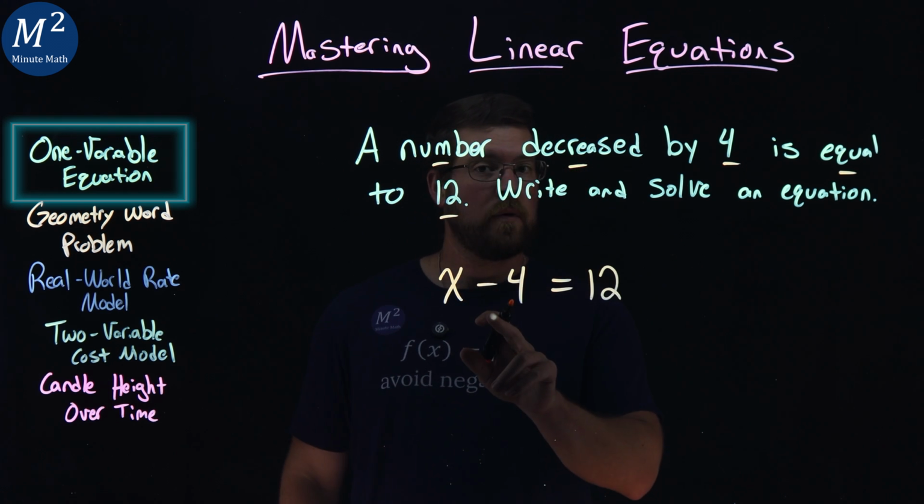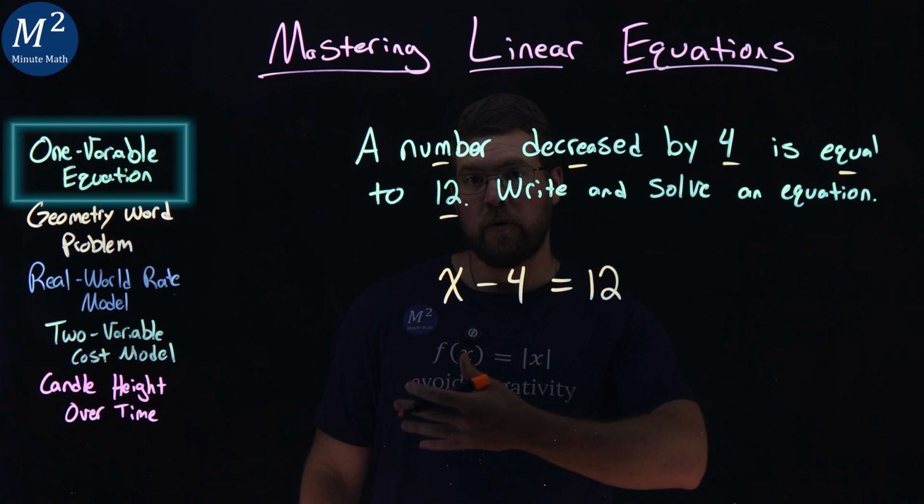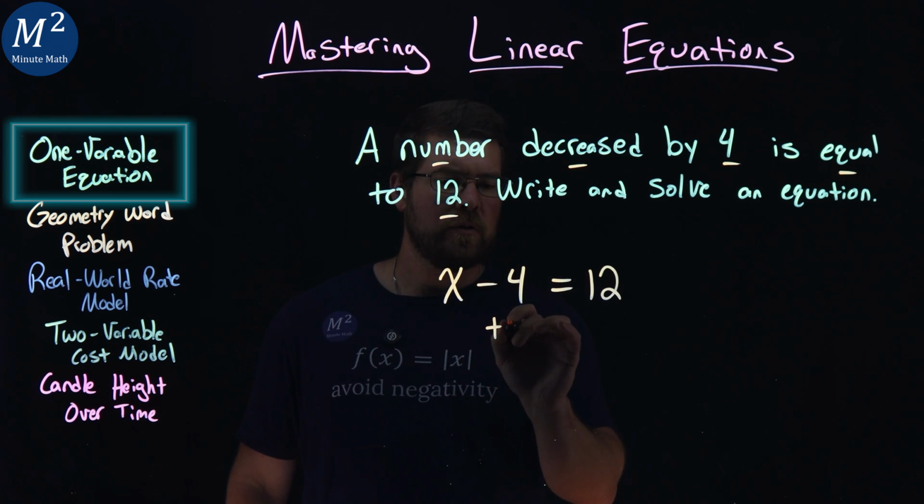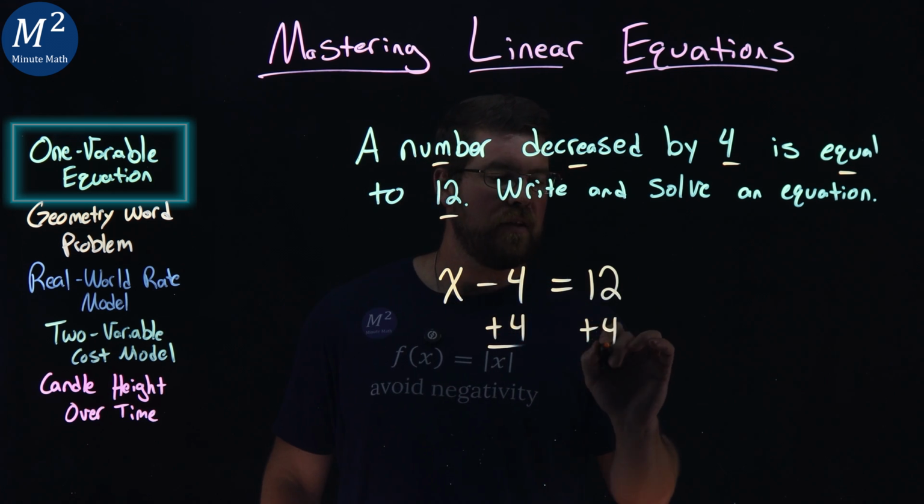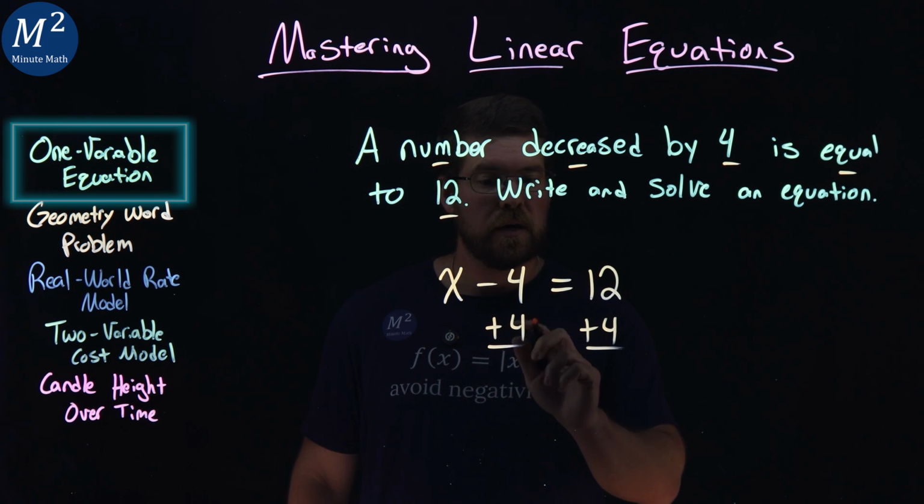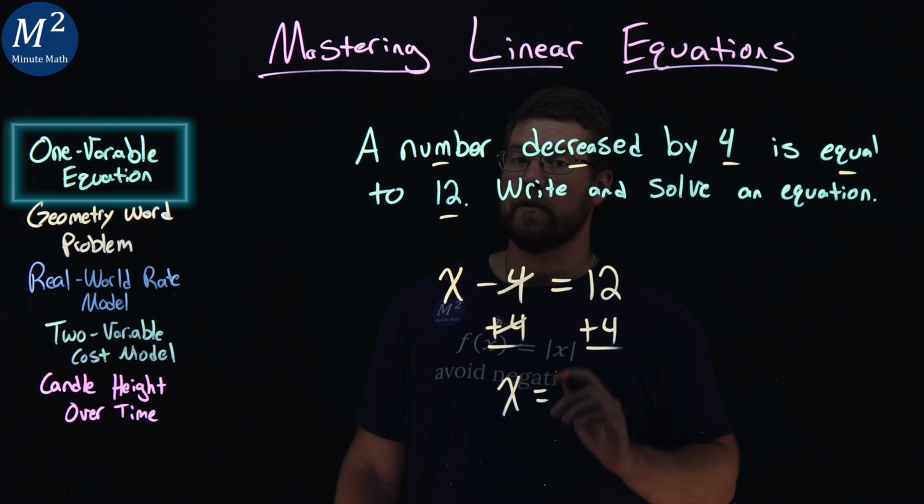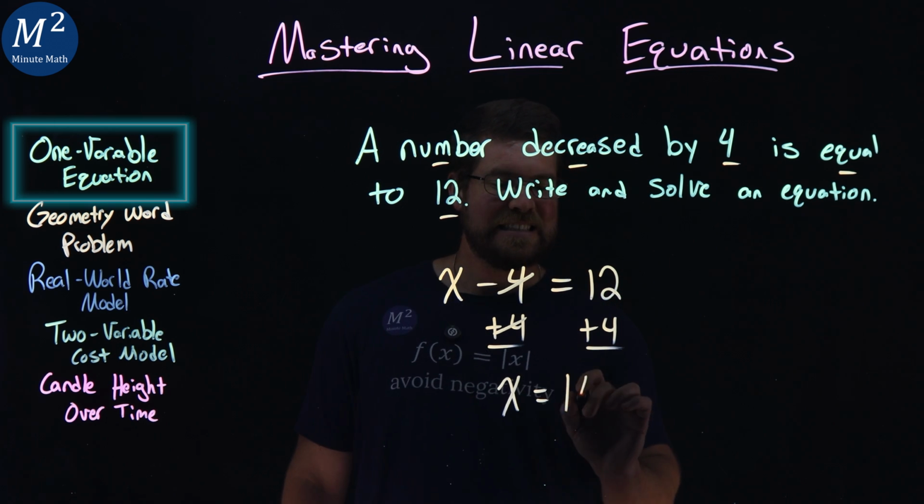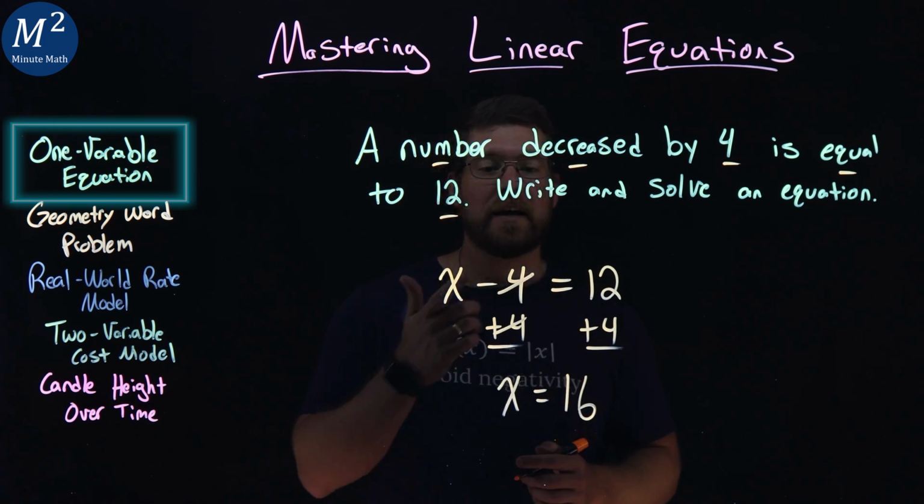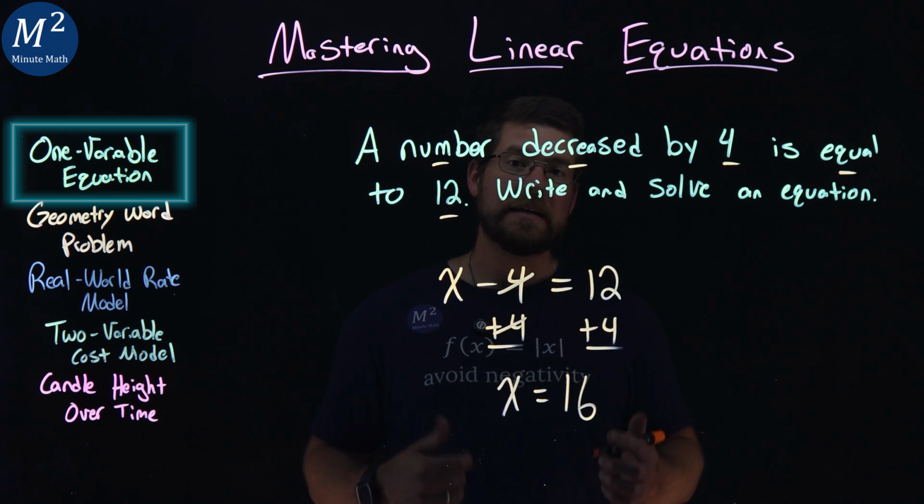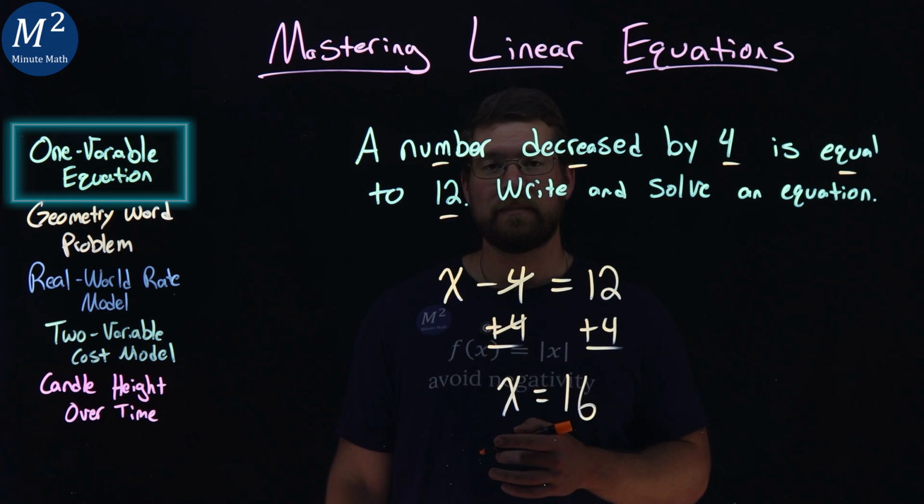We have an x minus 4 on the left, and we need to get x by itself first. So first I want to do is add 4 to both sides. The opposite of subtraction is addition. 4's cancel. I have x by itself is equal to 12 plus 4, which is a 16. And so our equation was x minus 4 equals 12, and we solved it to get x equals 16.